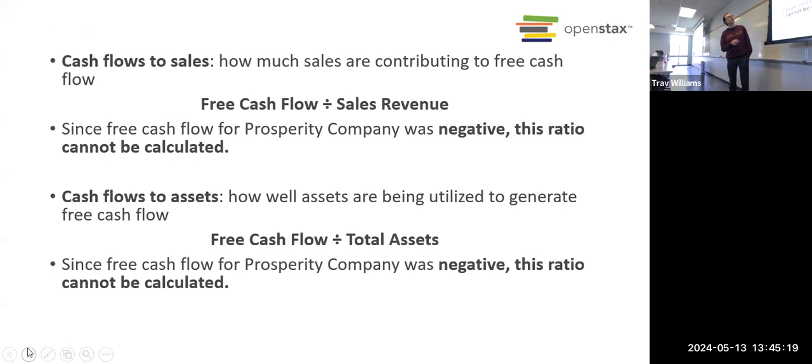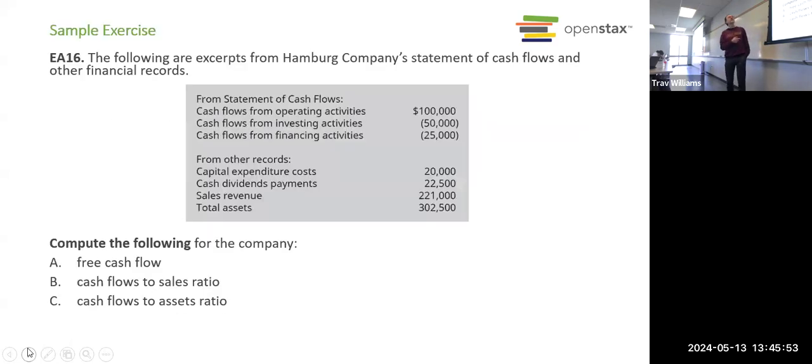Okay. Then once we calculate free cash flow, which again is just your operating cash minus capital expenditures and minus dividends, right? Pretty simple. Once you have that free cash flow number, if you divide it by sales revenue, that gives you your free cash flow to sales ratio. And if you divide your free cash flow by assets, it gives you your free cash flow to assets ratio. So again, pretty simple to calculate. And we can practice it now.